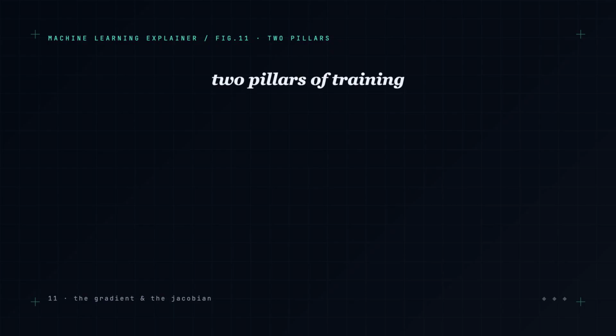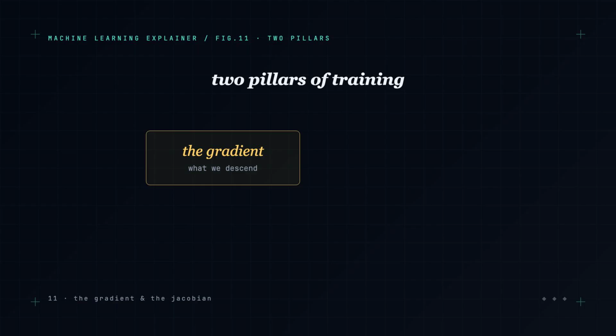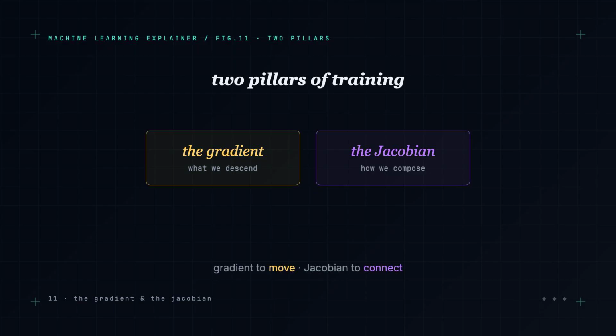So here are the two pillars. The gradient is what we descend. It points the way downhill, one slope per parameter. The Jacobian is how we compose. It lets the chain rule flow gradients backward through every layer. Gradient to move, Jacobian to connect. Together they're the calculus engine running underneath every training step.